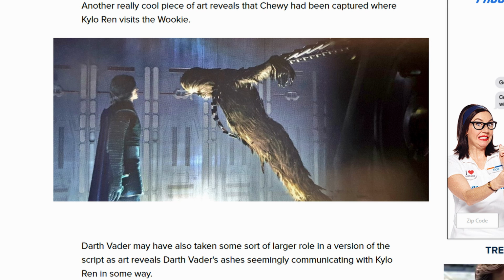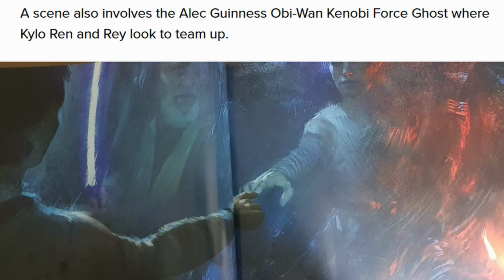Another cool piece of art reveals that Chewie had been captured where Kylo Ren visits the Wookiee. Darth Vader may have also taken some sort of larger role in a version of the script, as art reveals Darth Vader's ashes seemingly communicating with Kylo Ren in some way. In all honesty, this is the most threatening Kylo Ren has ever looked in any of the art or movies. And honestly, he's still wimpy, but at least he comes off as a threatening villain, somewhat. More like a minor villain.